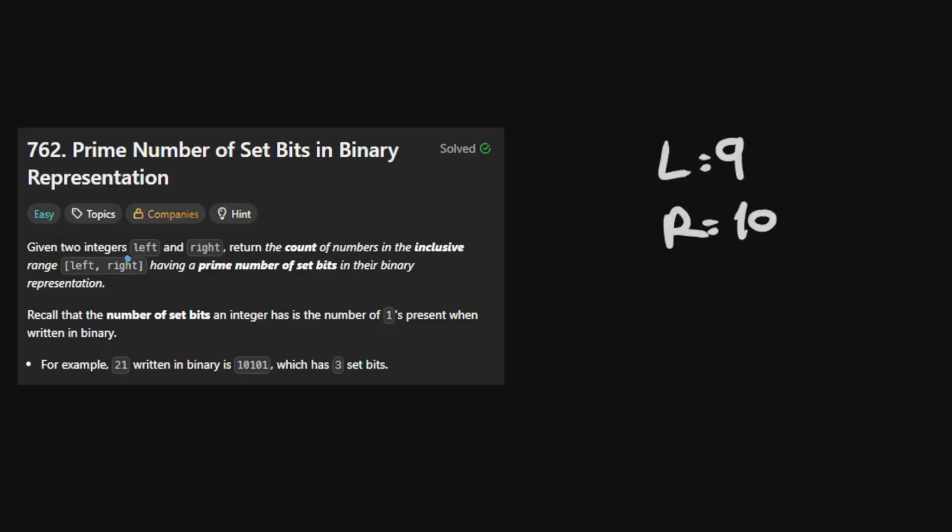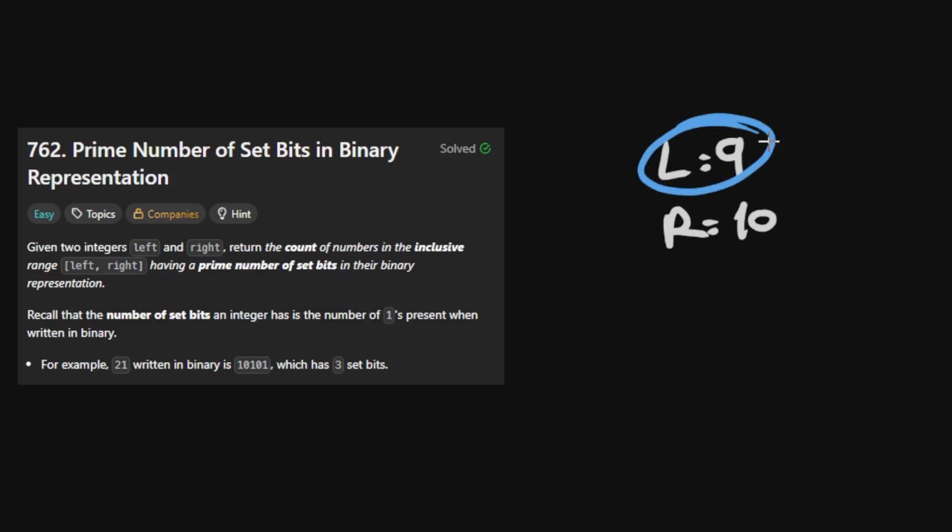We are given two integers, left and right, and we need to return the count of numbers in the inclusive range from left to right, having a prime number of set bits in their binary representation. Set bits are bits that are 1.